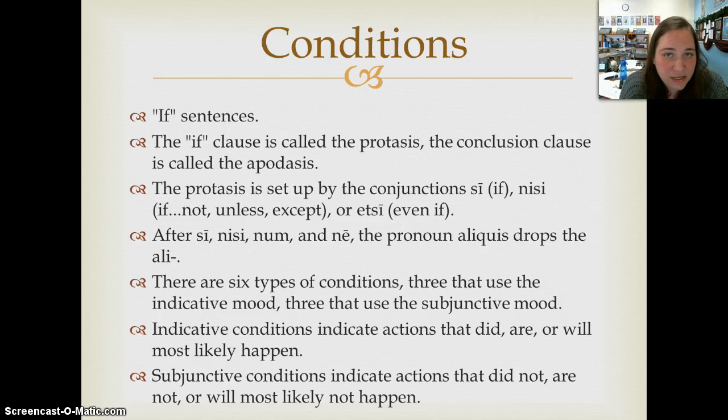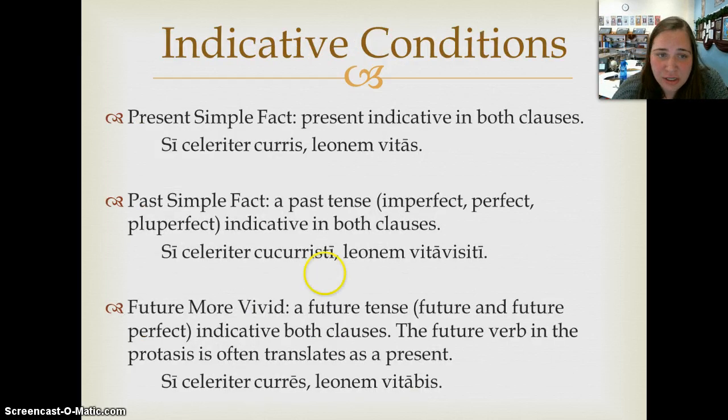There are 6 types of conditions. There are 3 that use the indicative mood and 3 that use the subjunctive mood. The conditions that use the indicative mood indicate things that did happen, are happening, or will most likely happen, as opposed to the 3 conditions that use the subjunctive mood, which indicate things that did not happen, are not happening, or will most likely not happen. So we're going to start with the indicative conditions.